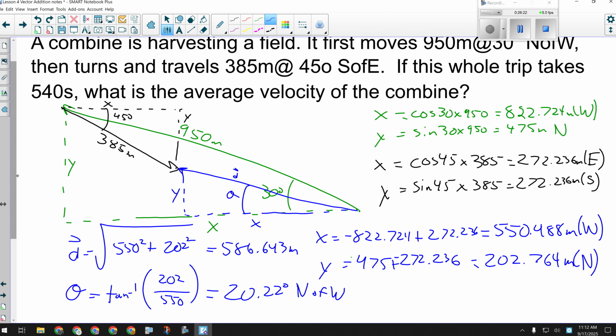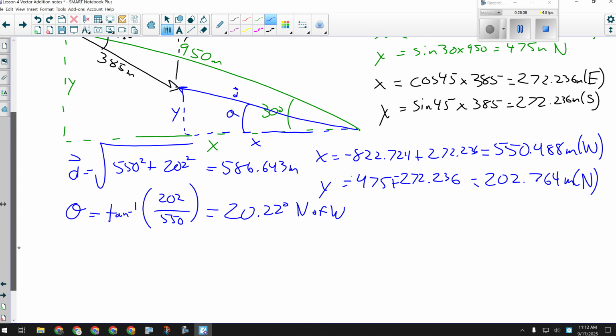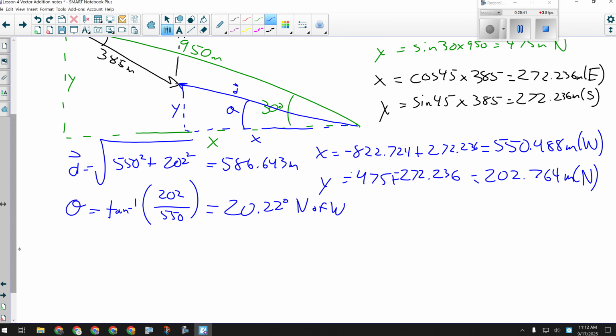Now, how many significant digits can my answer have? The angles count, right? Did I use the angles to calculate things? Angles are measured values, angles count. So I can only have 2 significant digits in my answer. So that's going to make this number here 5.9 times 10 to the 2 meters at 20 degrees north of west, or at 70 degrees west of north, depending on which way you drew the triangle.